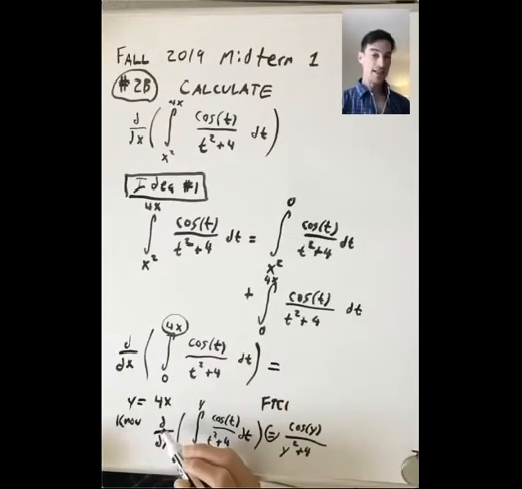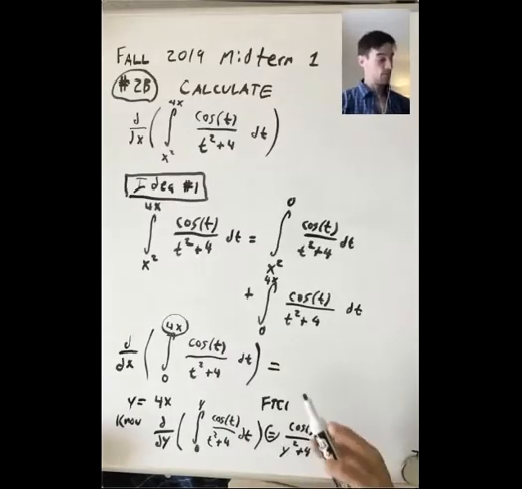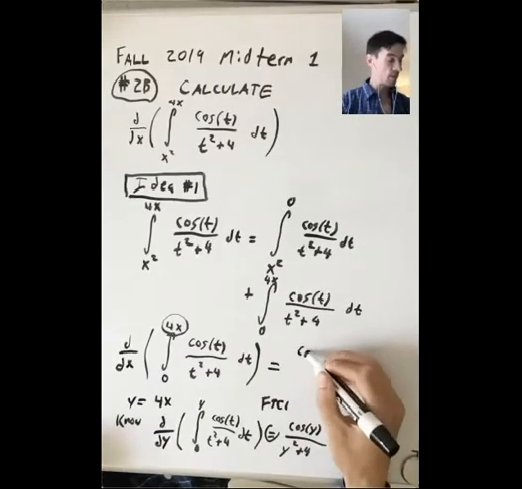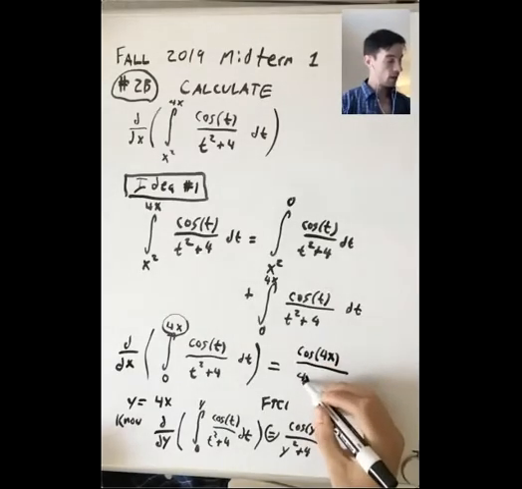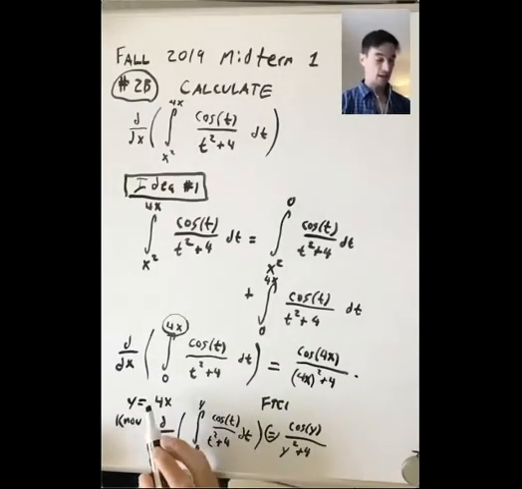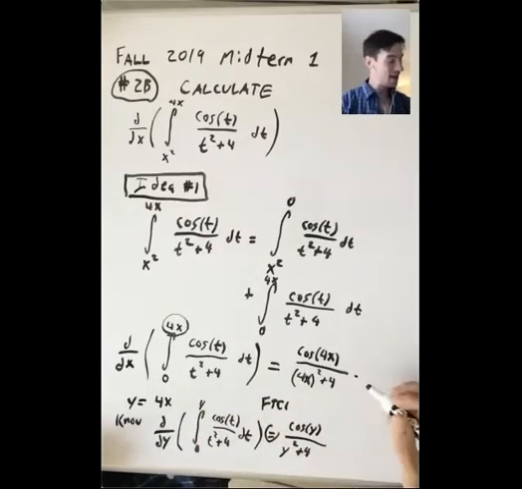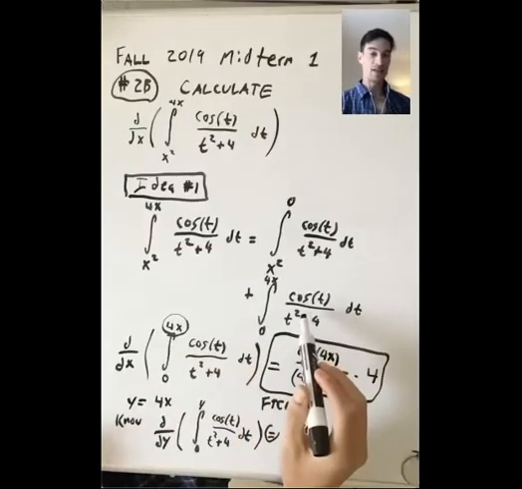So taking d dx of this function is the same thing as taking d dy, but then we have an extra factor of dy dx. What we get by taking d dy, which comes from the fundamental theorem of calculus, is cosine of 4x over 4x squared plus 4. Then we need an extra factor of dy dx. With y equals 4x, the derivative with respect to x is just 4. So that's the derivative with respect to x of the second piece.